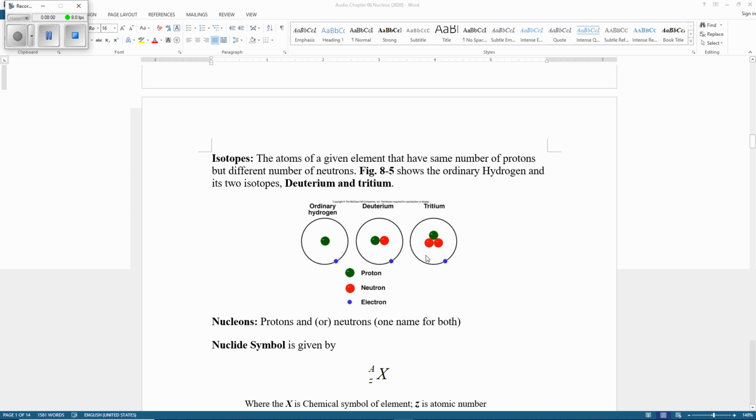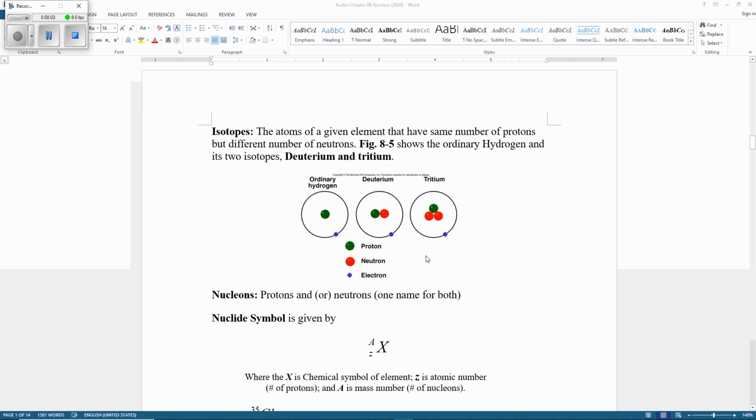Now another important definition is isotopes. Isotopes. So what are isotopes? The atoms of a given element that have the same number of protons but different numbers of neutrons. For example, we have hydrogen. All three are the hydrogen family. The first one is ordinary hydrogen.